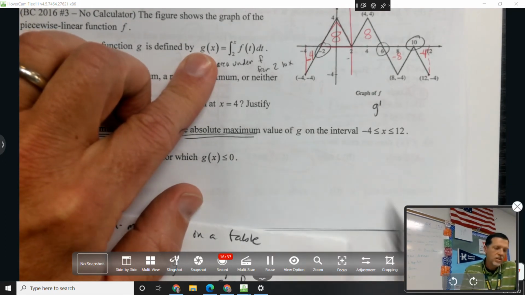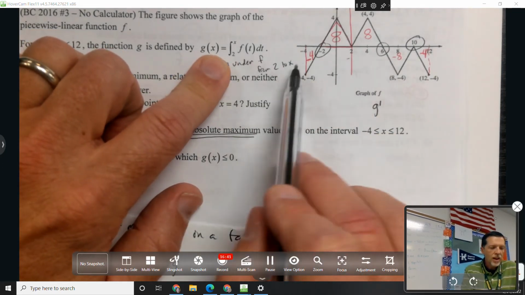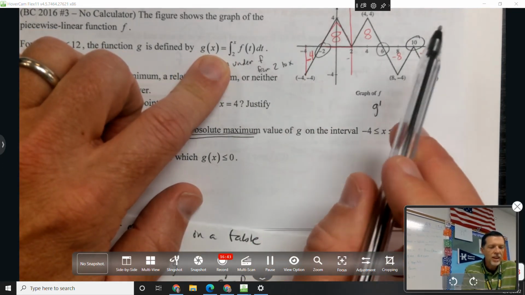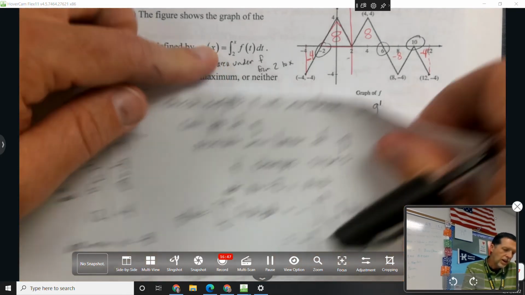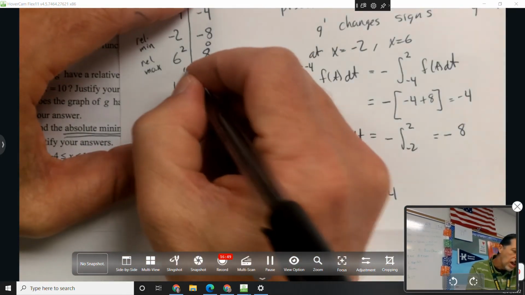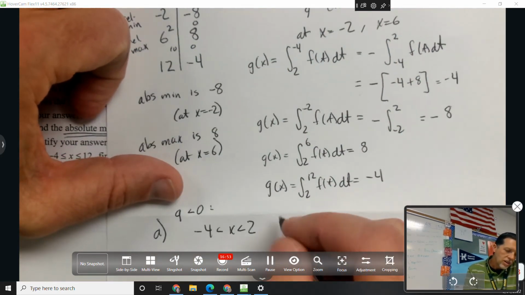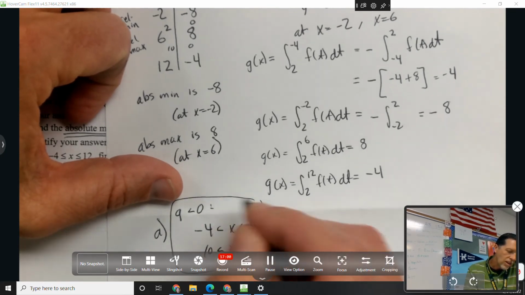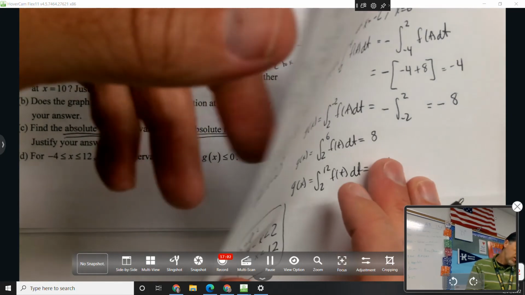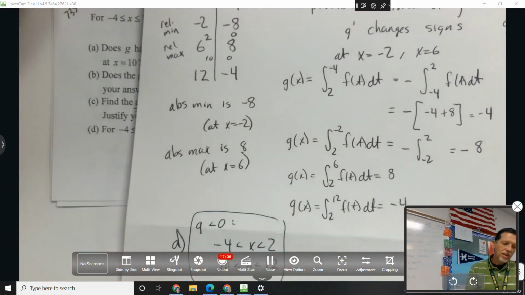G is 0 because from 2 to 6 is a plus 8, and then from 6 to 10 is a minus 8, and then we subtract some more. So at x equals 10, we have another 0. So that means from 10 to 12, g is less than 0. And it didn't really say justify your answers, it just said find them. So we're good there.